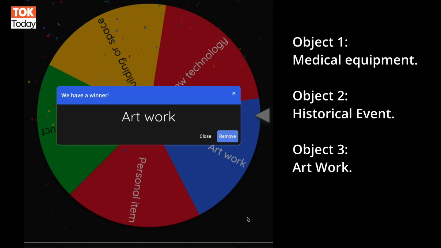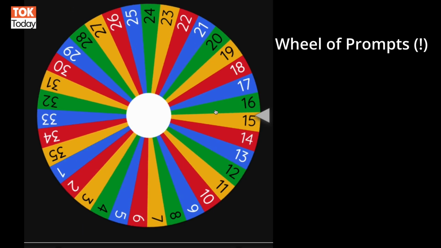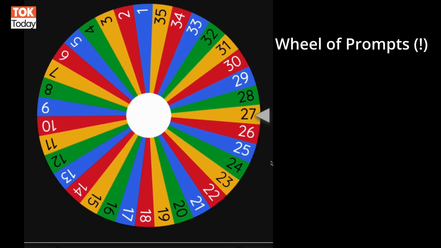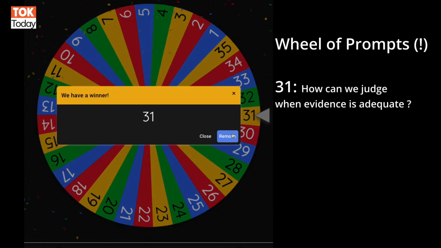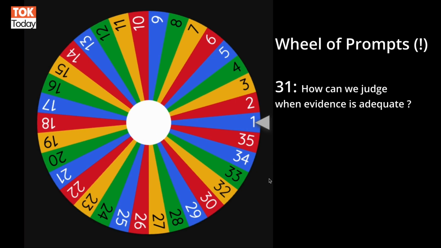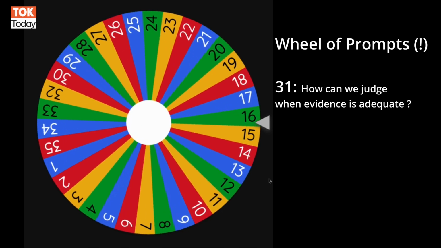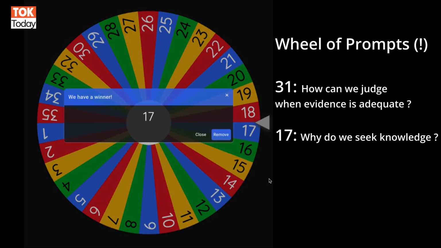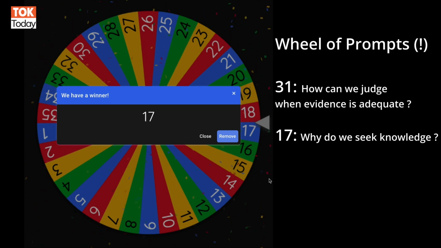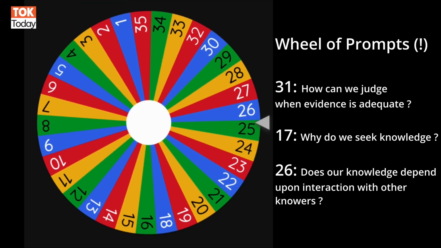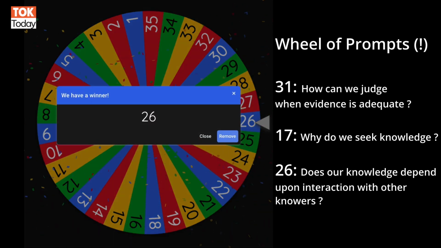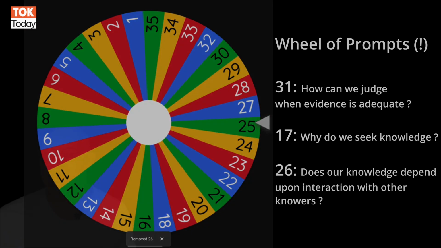Now I'll do the same for prompts. The first prompt selected by spinning the wheel is prompt 31. That's how can we judge when evidence is adequate? And the second prompt chosen by the machine is prompt 17. That's why do we seek knowledge? We've already talked about that, but we'll do it again. And the final prompt chosen by the wheel is prompt 26. Does our knowledge depend upon interactions with other knowers?